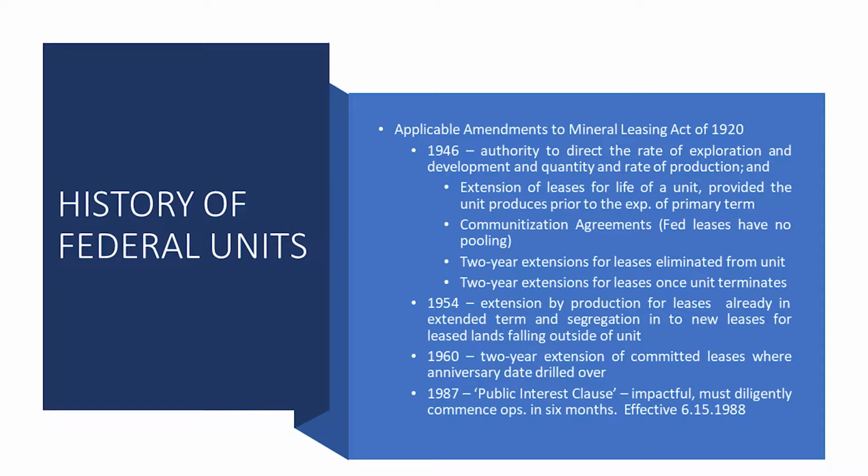Communitization agreements, something I'm sure most are familiar with if you've ever worked with federal lands, producing federal lands, those were authorized. And we'll talk a little bit more about leases and how you extend and segregate leases as we move through the presentation. And then of note, 1954, extension of production for leases already in their extended term. So say there was leases already producing that were segregated, and we'll talk a little bit more about that down in a few slides. It basically gave clarity to operators and to the BLM about how to treat federal leases.